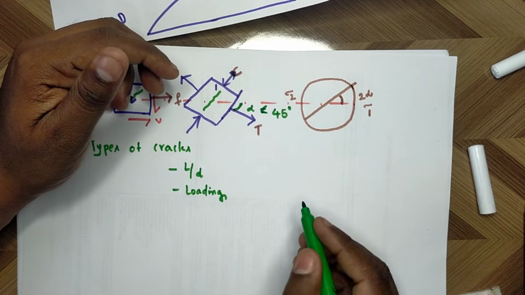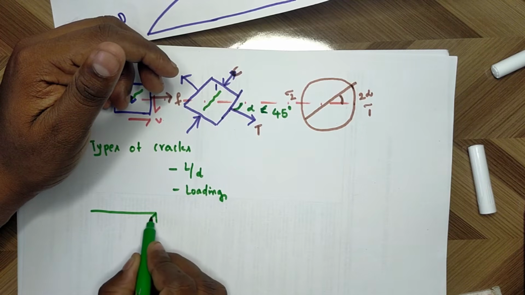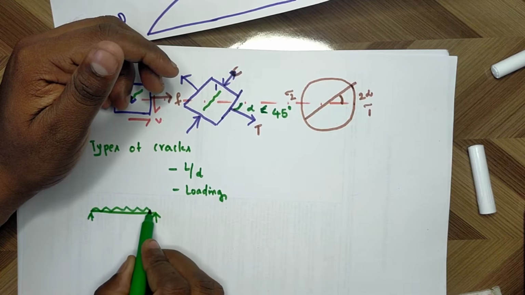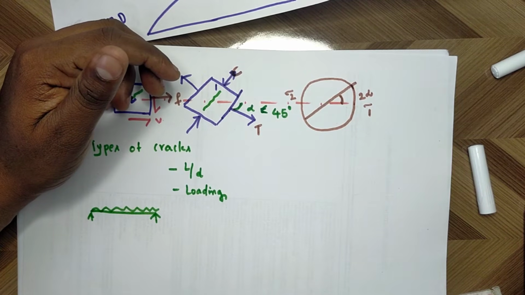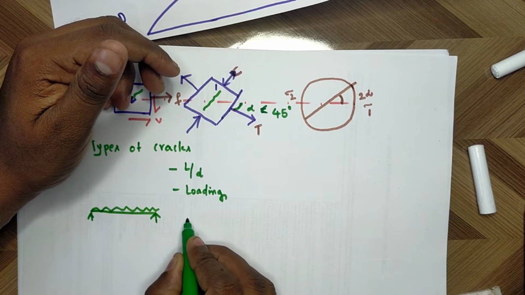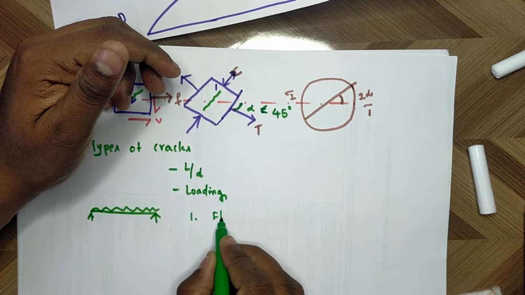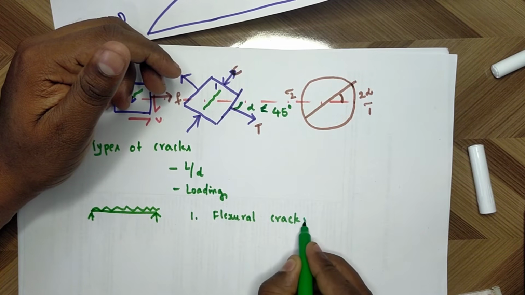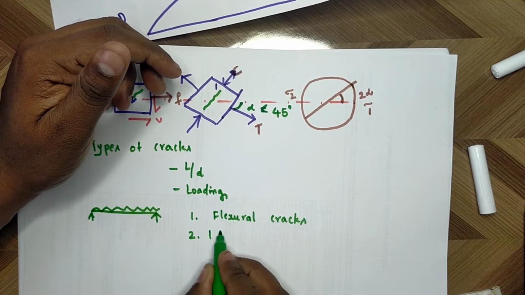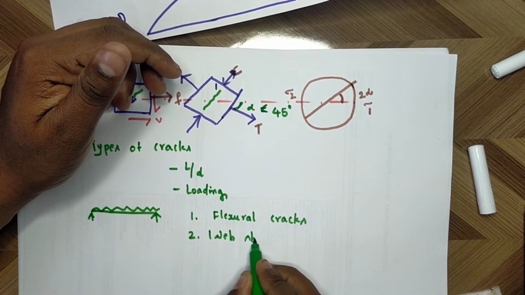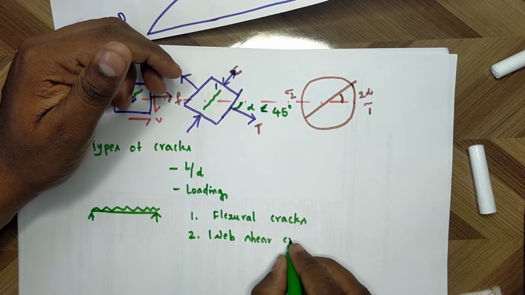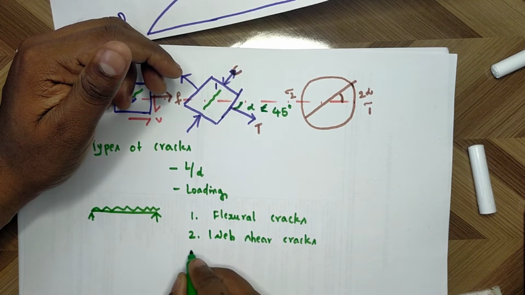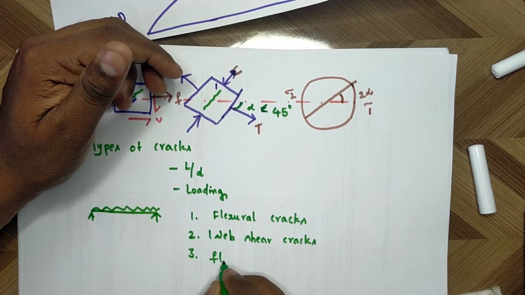For a simply supported beam under uniformly distributed load without prestressing, we may have three types of cracks. First one, flexural cracks. Second one, web shear cracks. And third one, flexure shear cracks.